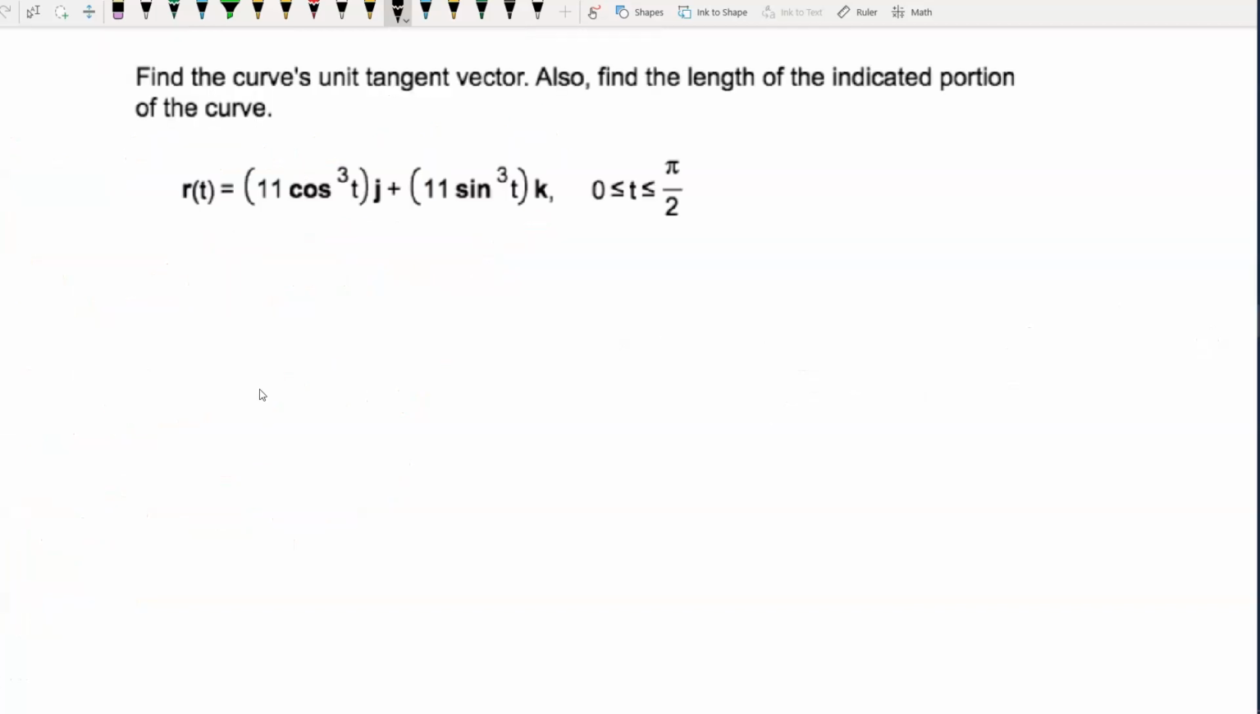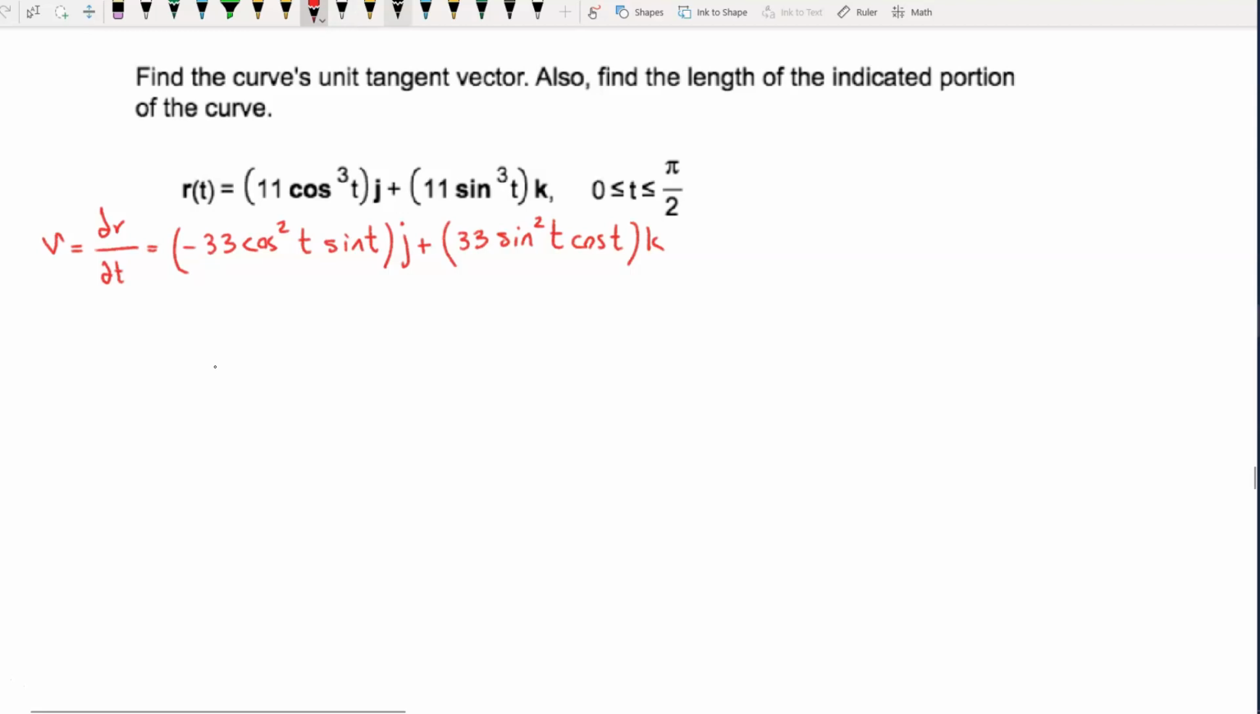Find the curve's unit tangent vector. Also find the length of the indicated portion of the curve. r of t is equal to 11 cosine cubed t j plus 11 sine cubed t k, t is between 0 and pi over 2 inclusive. So the first step is finding the velocity vector v. It is the first derivative of r with respect to t, and that is equal to negative 33 cosine squared t sine t times j plus 33 sine squared t cosine t times k.